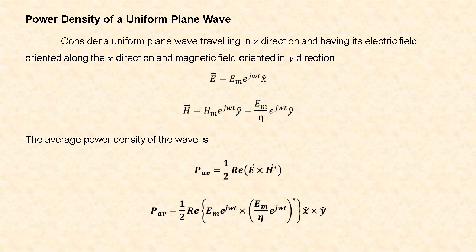Now, the average power density of the wave is P average is equal to half into real part of E cross H vector conjugate, which is equal to half into real part of Em e power j omega t into Em by eta into e power j omega t the whole conjugate, the whole into x cap cross y cap.